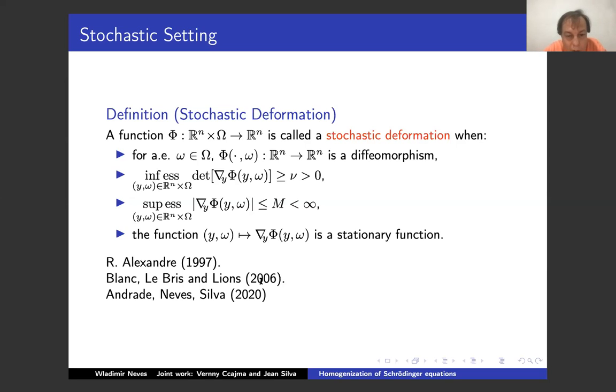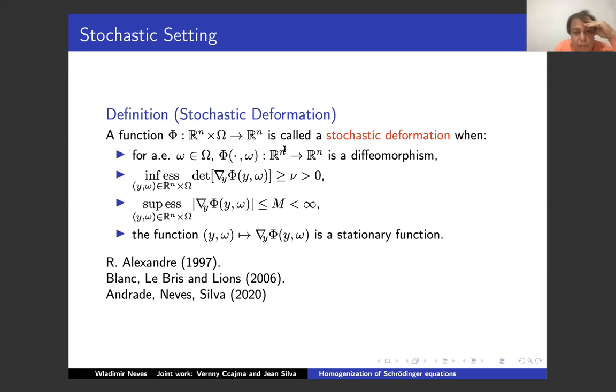And then in 2006, this concept was enlarged by Xavier Blanc, Claude Le Bris, and Pierre-Louis Lions to this concept that I'm going to present to you, which is stochastic deformation. You have already used this in the Liouville equation, as I said before. So what capital Phi will be is a function from R^n × Omega to R^n, and this function is a homeomorphism for each omega fixed.